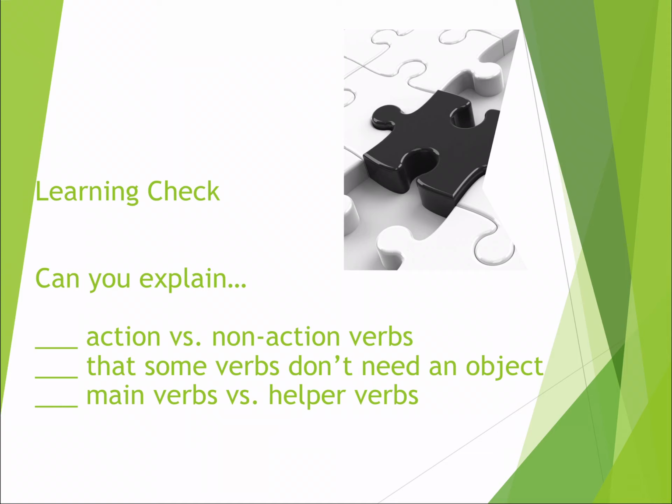So let's check your understanding so far. Can you explain the difference between an action verb and a non-action verb? Can you explain that some verbs need an object, but that some verbs don't need an object? And that some verb tenses are formed with just a main verb, and that some verb tenses require a helper verb plus a main verb. Okay, if you can basically understand those, that's great. You'll learn much more about it as we follow through with each chapter.